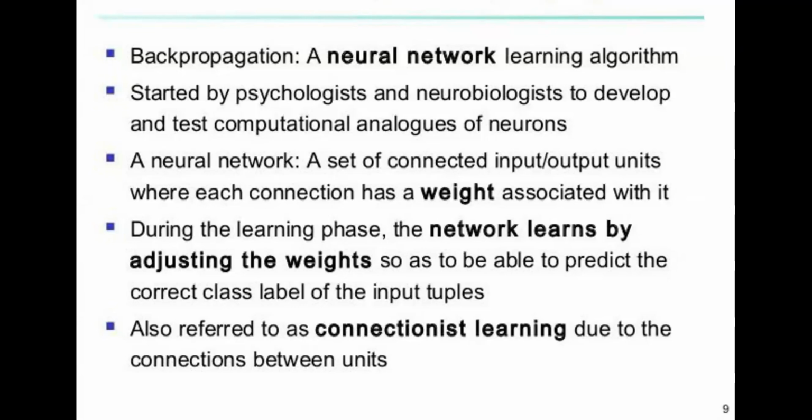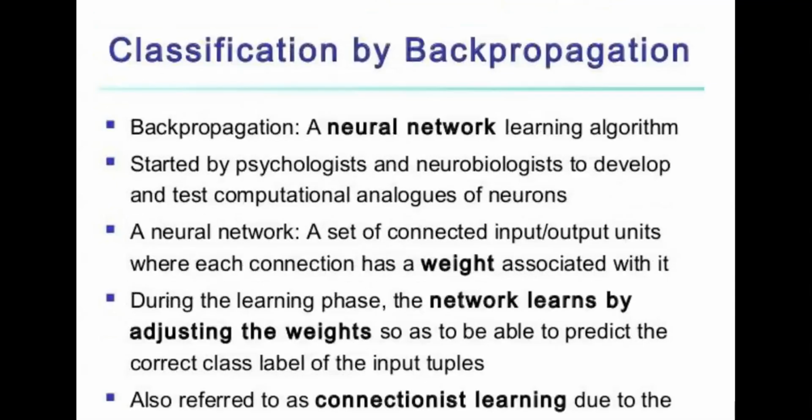For each training tuple, the weights are modified so as to minimize the mean square error between the network's prediction and the actual target value. These modifications are made in the backwards direction, through each hidden layer down to the first hidden layer. That is backpropagation.